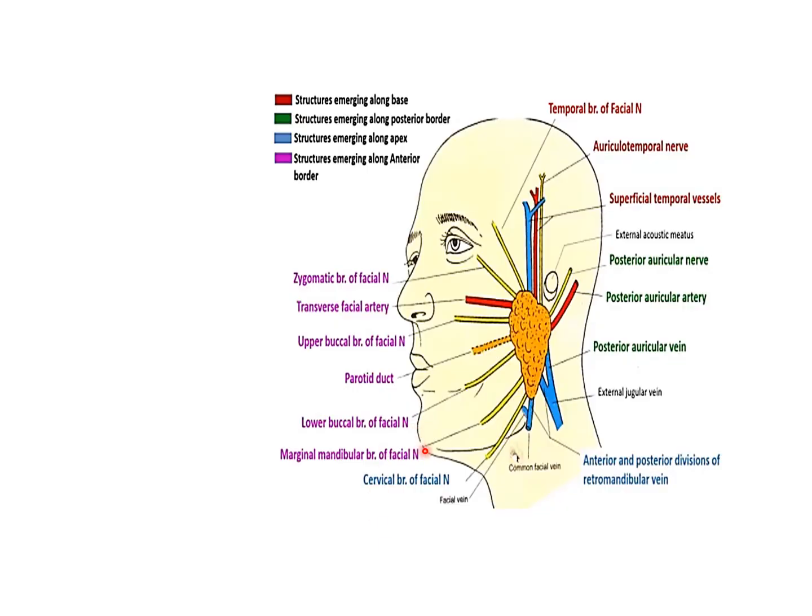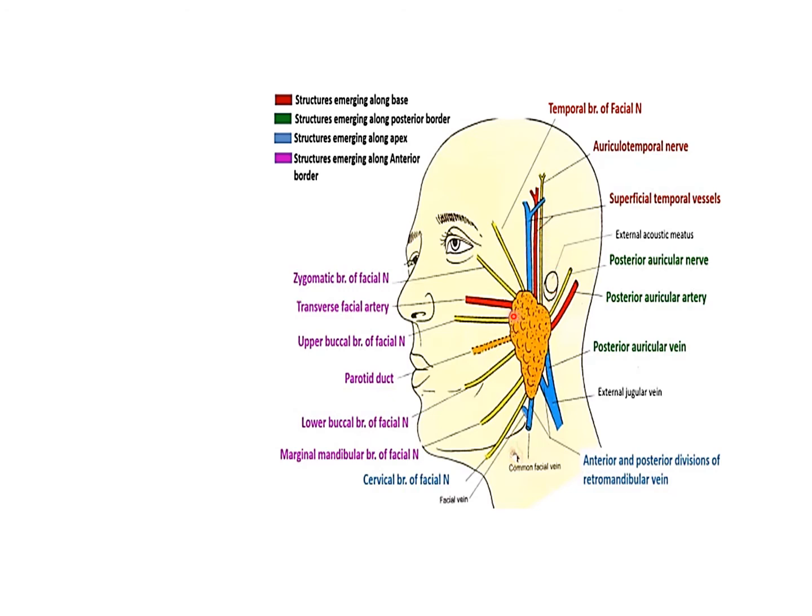So if we summarize again, what are the structures which are emerging from the parotid gland? The structures which are emerging at the apex are the cervical branch of facial nerve and the anterior and posterior divisions of the retromandibular vein. Structures which are emerging at the base of parotid gland from anterior to posterior are the temporal branch of facial nerve, superficial temporal vessels and the auriculotemporal nerve.